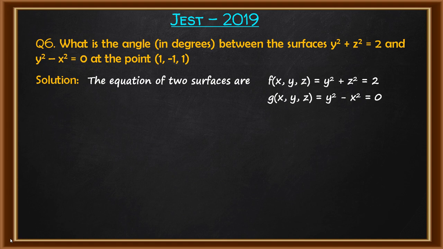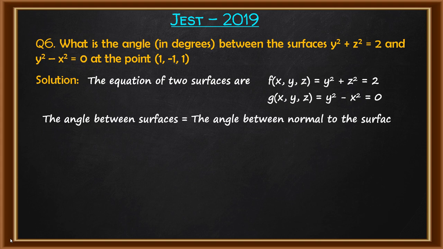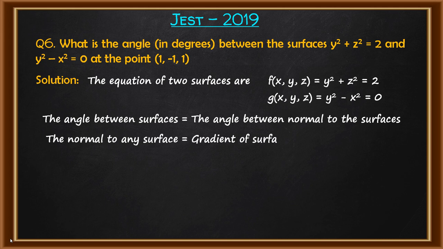So whatever be the angle between the surfaces, the angle between their normals will also be the same. Therefore, the angle between the surfaces is equal to the angle between the normals to the surfaces. Now, how to find the normal to any surface? It is the gradient of that surface equation. So here I must tell you one thing.